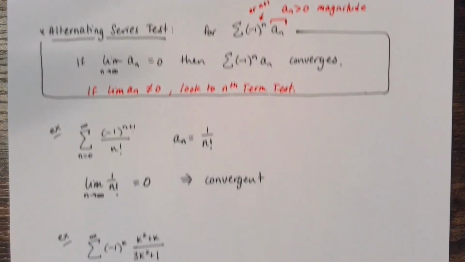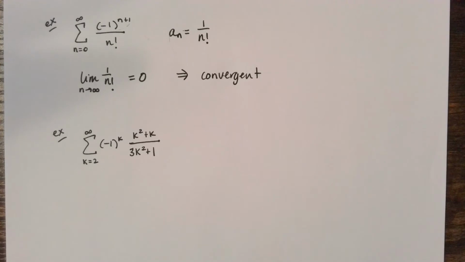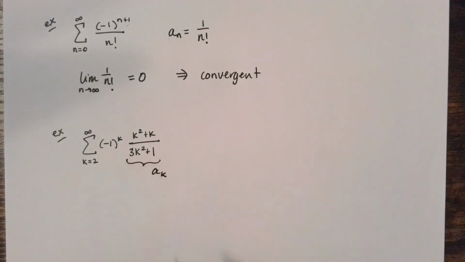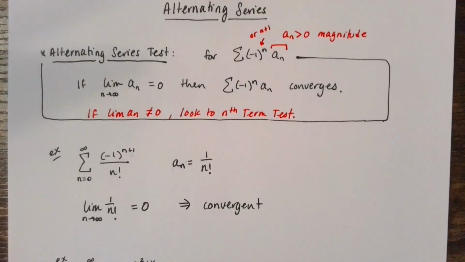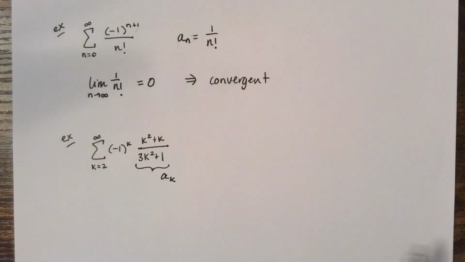Okay, so I have one more example. Here we're using k as the letter instead of n. So we're going to do the limit as k approaches infinity, but it all works the same way. We're just swapping out the letter. And this one, you can see my a_n, I'm going to call it a_k because k is the letter, is going to be this magnitude here, because this one's kind of perfectly arranged like what we have in the test here: -1 to a power with a formula.